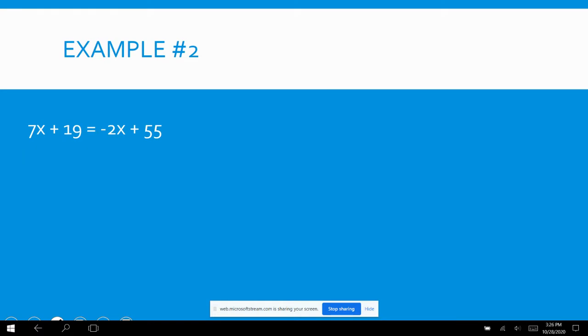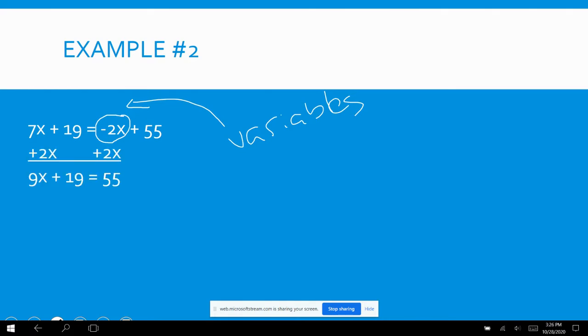7x plus 19 equals negative 2x plus 55. In this case, you're going to notice that this is a negative 2x. So what do you think we're going to do? How have we moved negative constants before? We've added them when they've been part of a sum or a difference. We are going to do the exact same thing here. Our operations do not change all of a sudden because now we have two variables. That doesn't change what we are going to do. We still need to perform those same operations. So we're going to add 2x to both sides.